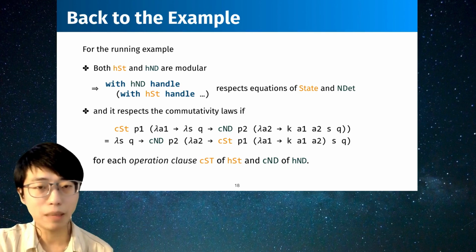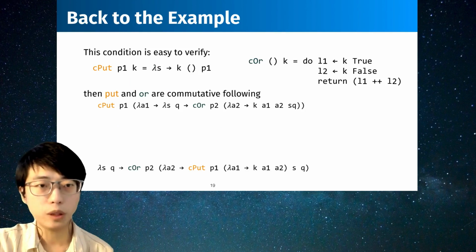And a result in this paper tells us for the composite handler to respect the commutativity equations of stateful and non-deterministic operations, it is sufficient to show this equality holds for each operation of state and non-determinism. Although this condition looks maybe a bit scary, it is actually simpler to work with than directly proving from the definitions, because this condition involves only the clauses of relevant operations of the two handlers, rather than recursive folds on syntax trees. For example, the clause for put is this simple function, and the clause for or is this simple function. And to show put and or are commutative under the composite handler, it is sufficient to show this equality.